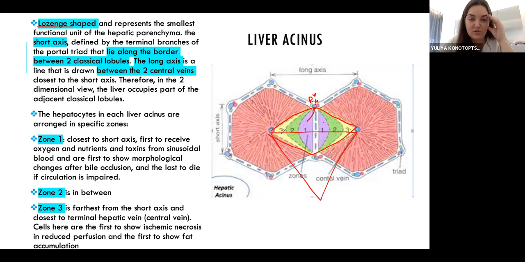So zone number 3 in general is safe from toxins, right? Because it is the furthest away from blood vessel. But because it is the furthest away from blood vessel, it is very prone to dying first from ischemia if you cut off the blood supply completely, right? Zone 1 is very lucky because it gets everything first. It gets the nutrients first, oxygen first, but also toxins. So if there is some kind of toxin, right, the zone 1 will die first. Is it clear?